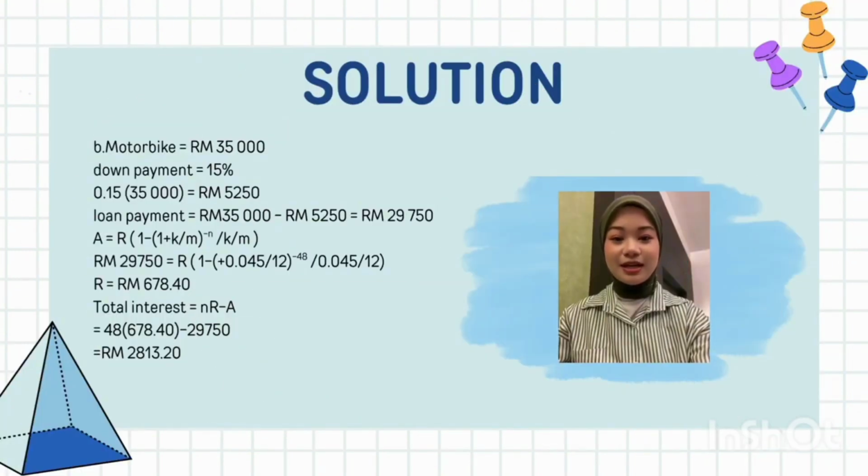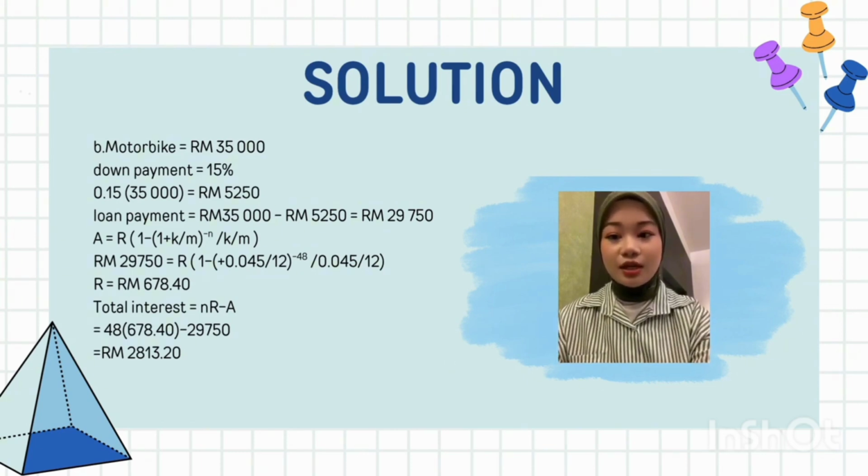Assalamualaikum, madam. My name is Adriana Ravisha Binti. Today I want to explain case study 2, question B. First, the price of the motorbike is 35,000. The down payment is 15% of the price, which is 5,250. So from the price we get the loan amount, which is 29,750.